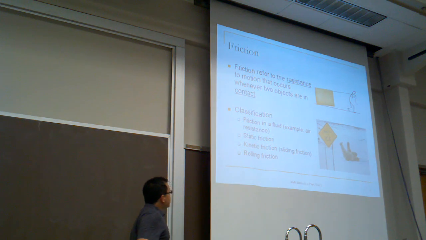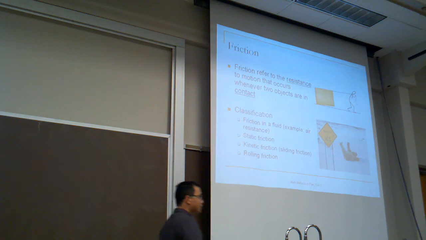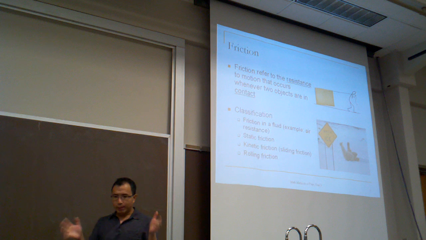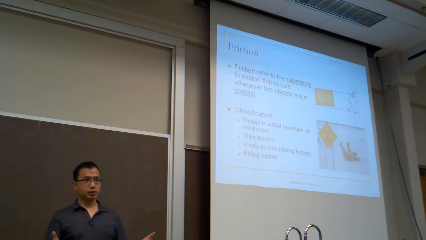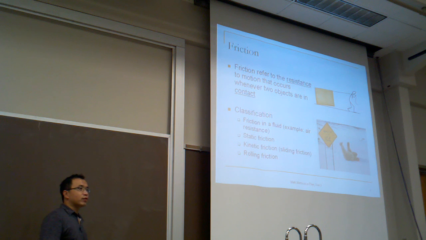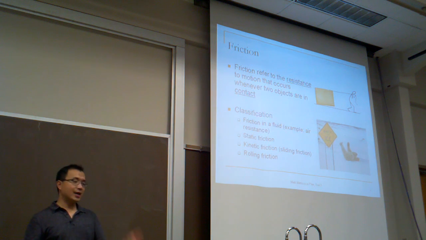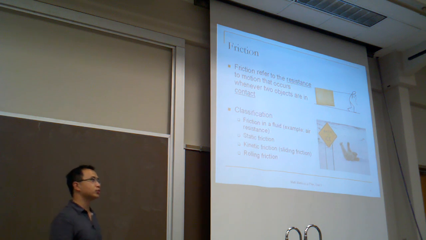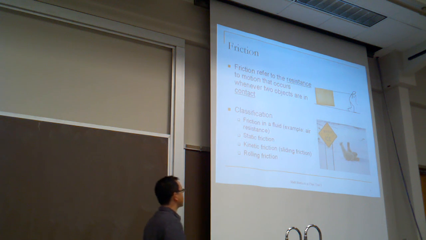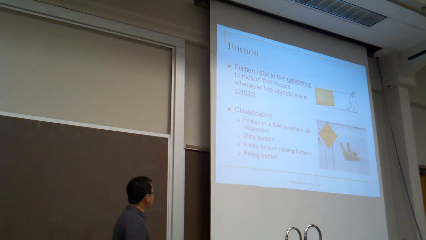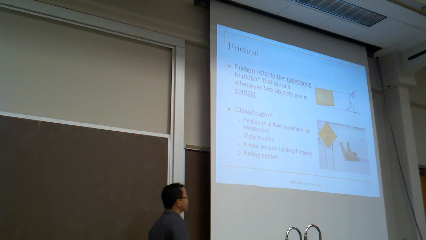We also have the static friction and the kinetic friction. Static friction happens when you apply some force to push the object, but you fail to move it, so the object is still in the static situation. In that case, you still have the static frictional force. That's a force to cancel your external pushing and make the object stay there. But once the object is in motion, then the frictional force is called the kinetic friction or sliding friction.